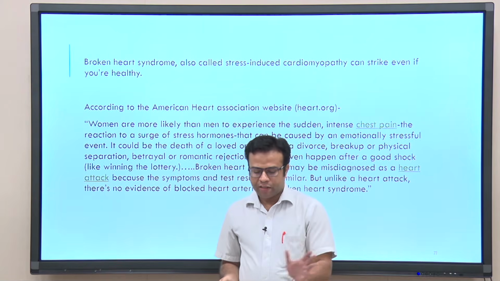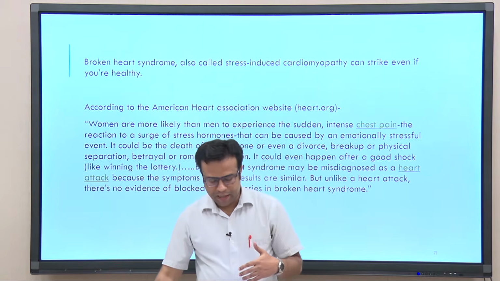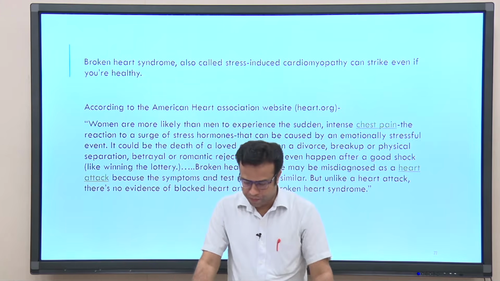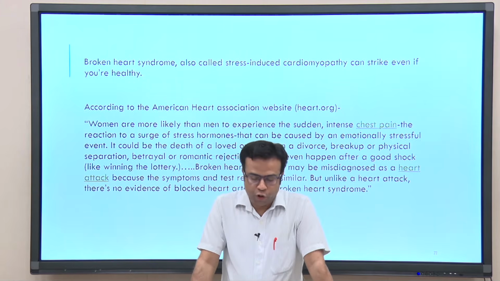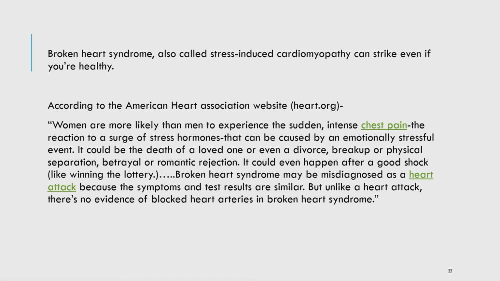Now, this broken heart syndrome is basically a stress induced syndrome, and can happen to a normal and healthy person. So, according to the American Heart Association website, women are more likely than men to experience sudden intense chest pain, which is basically a reaction to a sudden surge of stress hormones.